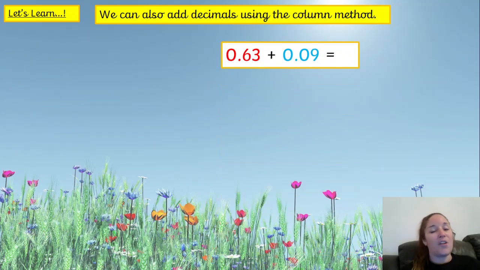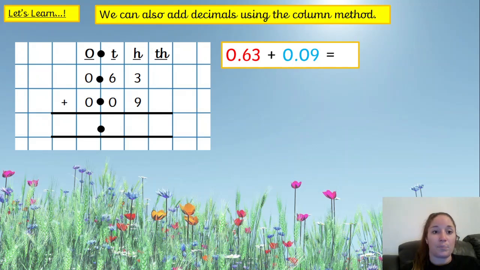Okay, I think it's the final one now before you have a go at doing some of these. So we've got 0.63 plus 0.09. Okay, so we know that 3 plus 9. Oh, 3 plus 9 is greater than 10. 3 plus 9 is 12. So what do you think we need to do here?